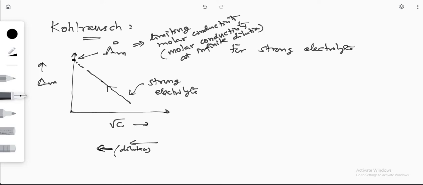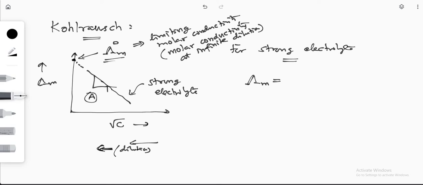Okay, no change will occur on further diluting the solution. That's the meaning. Okay, so based on these results, Kohlrausch gave a formula for strong electrolytes. What is the formula? See, the molar conductivity of a solution is equal to... here we have some slope. This straight line has some slope. Let the slope be a.